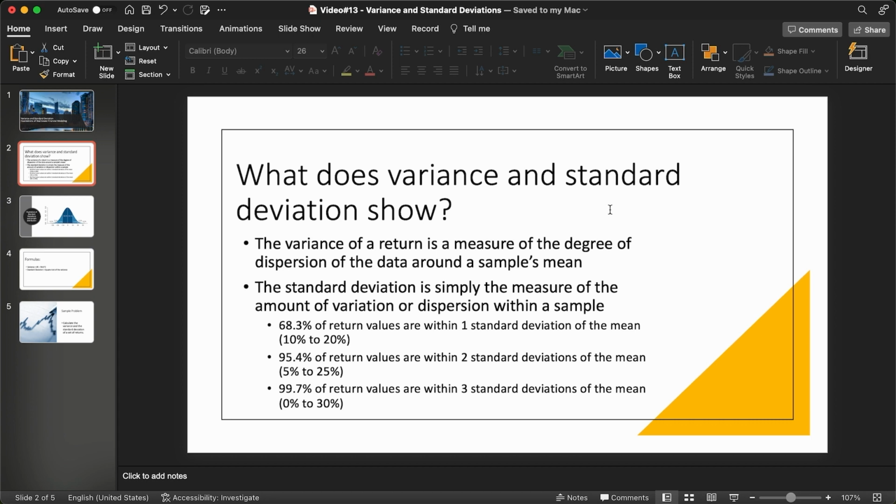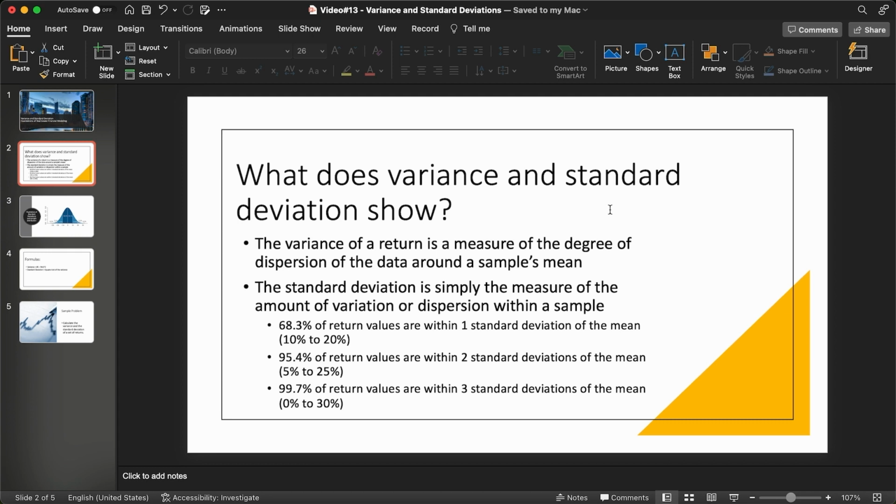So the variance of a return is a measure of the degree of dispersion of the data around the sample's mean. That basically means how it varies from the mean in either way, from a positive side or to a negative side. And the standard deviation is simply the measure of the amount of variation or dispersion within a sample. Another way to think about this is just standardizing the variance.